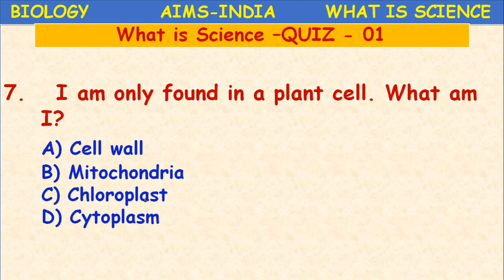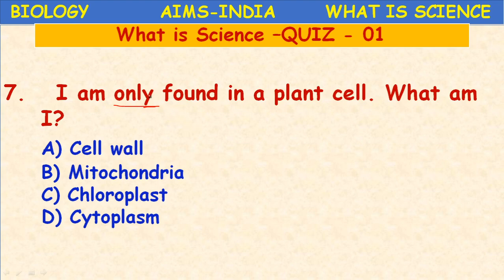So analyze the question, read the question twice, otherwise we will commit mistakes. I am only found in plant cells. What am I? Cytoplasm is found in both plant cell and animal cell, chloroplast is found in plant cell, mitochondria is found in both plant cell and animal cell, cell wall is found in plant cell. So here you have to underline "only".